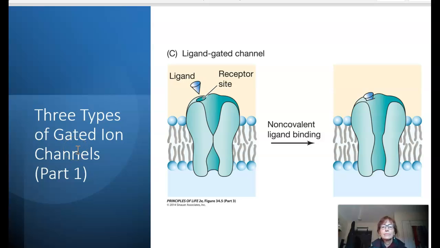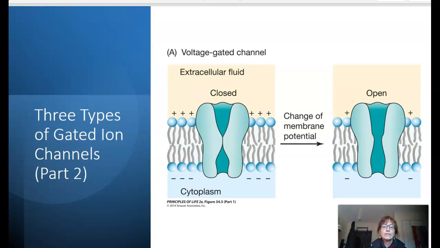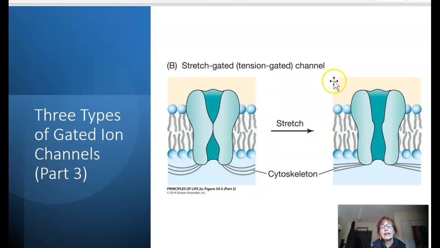Here are different views of different channels. Not much to say about that. I don't really want to talk about the stretch-gated channels, and that is kind of it. So I'm going to stop there, and then I'm going to go into the action potential.